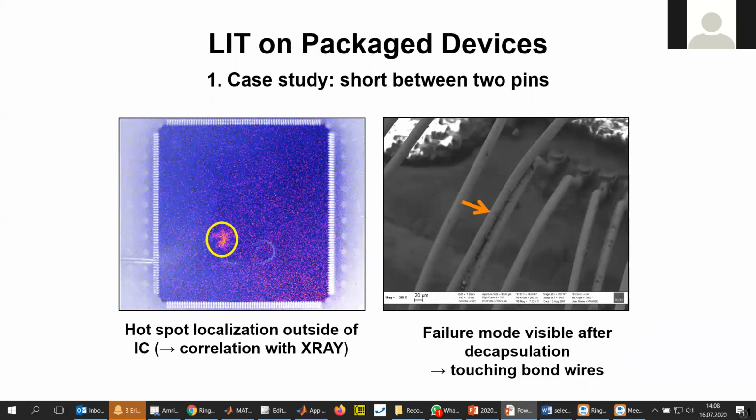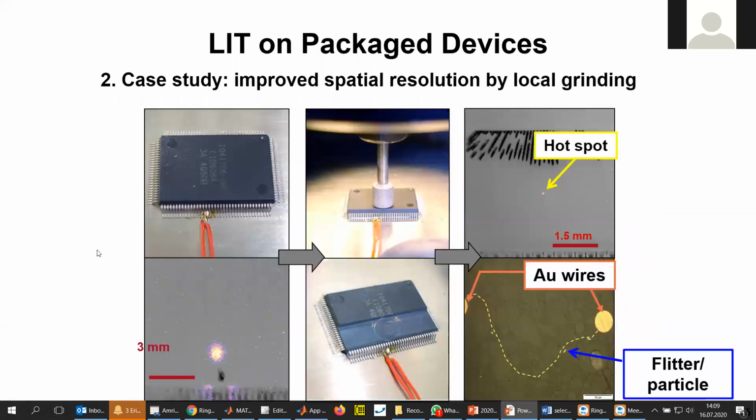Case study 1 looks at a packaged device, and we have observed a weak hotspot. And after chemically removing the molding compound, a short between 2 wire bonds was found, and that correlated nicely with the hotspot.